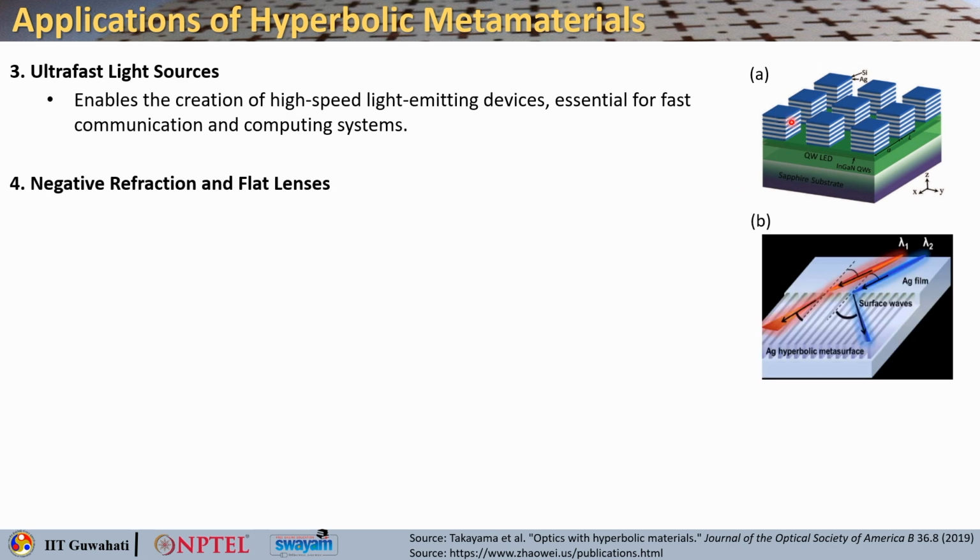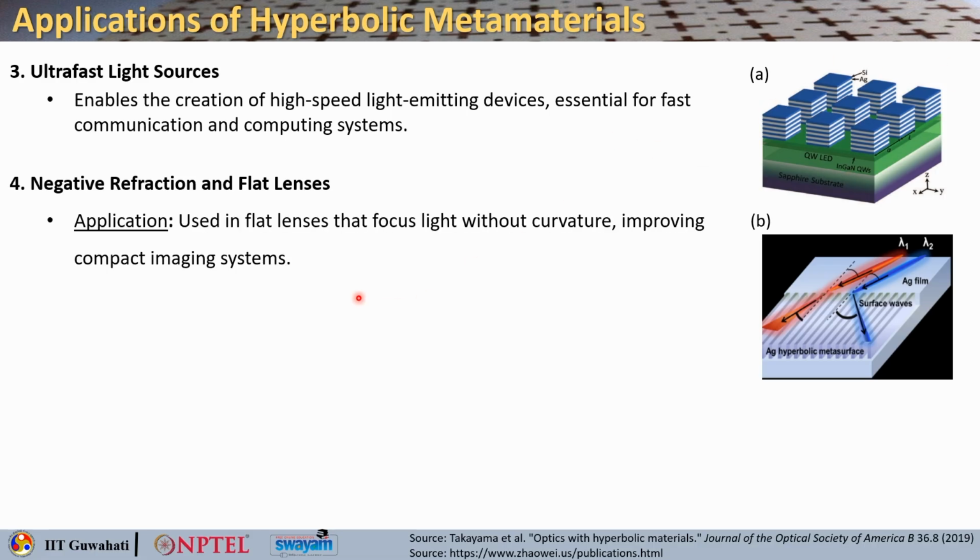So, you can see the figure here, where on top of a quantum well LED you have this kind of structure made of silicon and silver. So, these are the hyperbolic metamaterials being created. You can also think of negative refraction and flat lenses. These are used in flat lenses to focus light without a curvature, improving compact imaging applications.